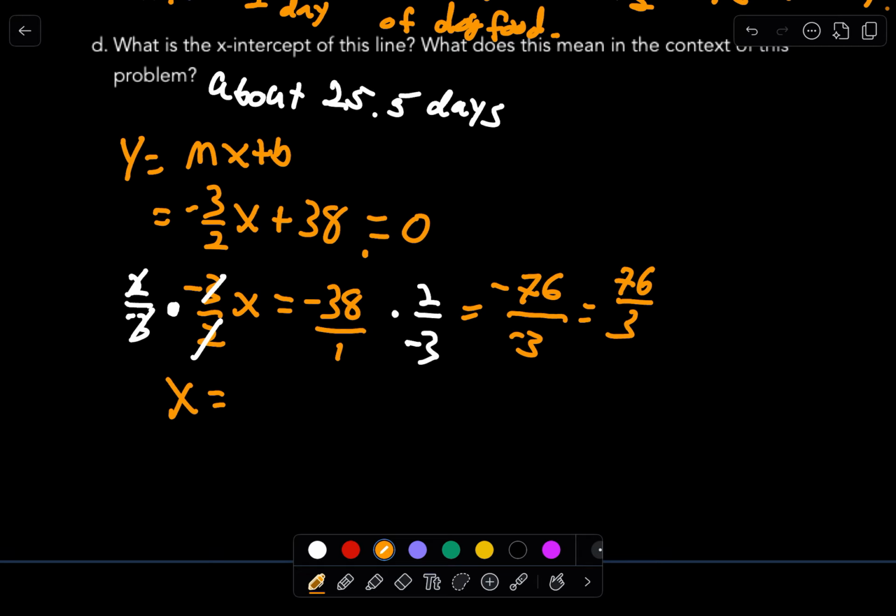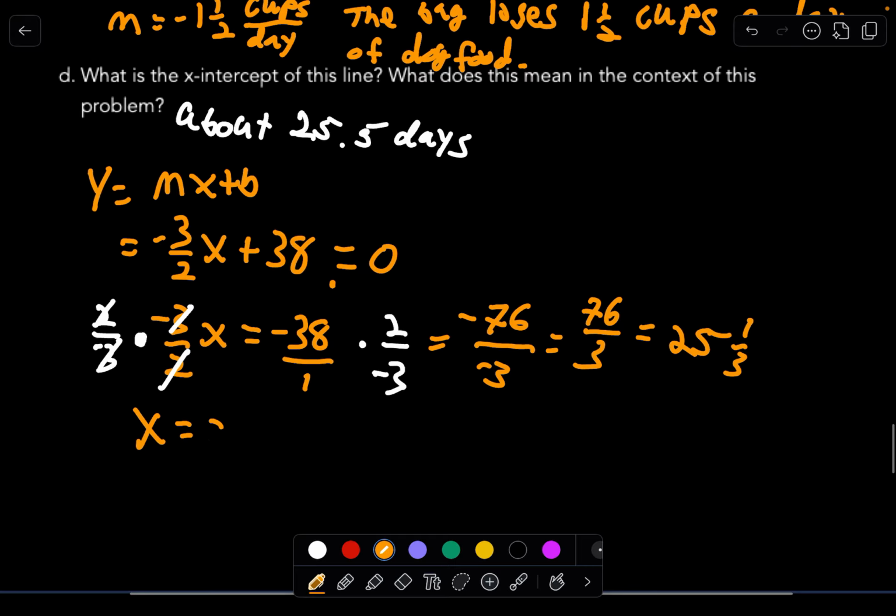And numerically, that is 25. Yeah, 3 goes into 76 25 times, because that's 75. And then there's a remainder of 1. So it's 25 and a third days. All right. By the 26th day, the bag of dog food will be empty, is what this means.